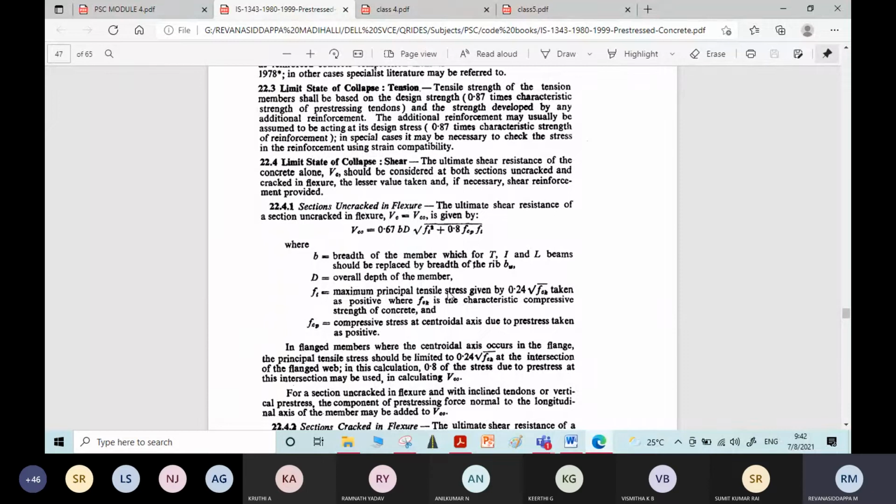Sometimes this Ft value will be directly given in the problem. If it is not given, FCK will be given. Using that FCK, you can calculate Ft by using this formula, that is using 0.2 root of FCK, you will get Ft. And FCP is the compressive stress at central axis due to pre-stress. That we can calculate. Pre-stressing force will be given, area of the section will be given, P by A if you do, you will get FCP.